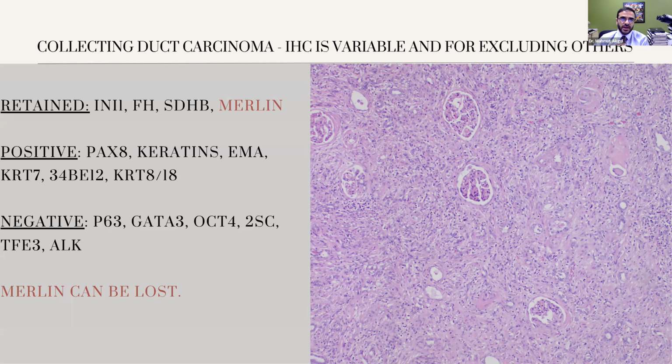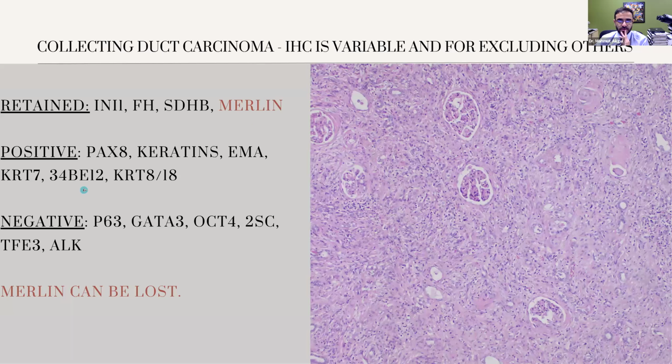Retained stains include INI1, FH, SDHB. We should be careful about Merlin. Merlin is a stain and its loss shows NF2 gene mutations, but the NF2 pathway can be mutated in a subset of collecting duct carcinomas, as well as renal cell carcinoma not otherwise specified. That's why Merlin loss does not necessarily mean an entity we are going to talk about later.